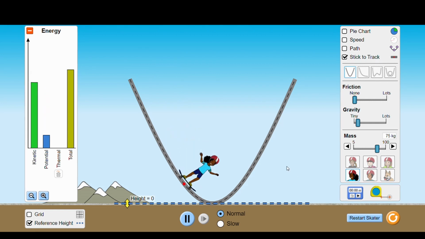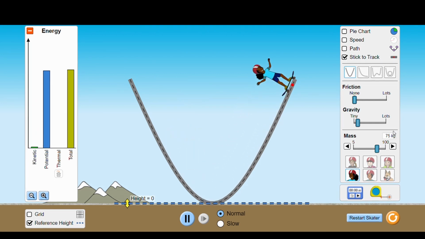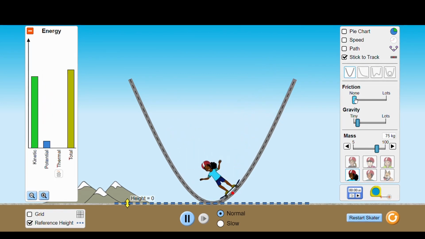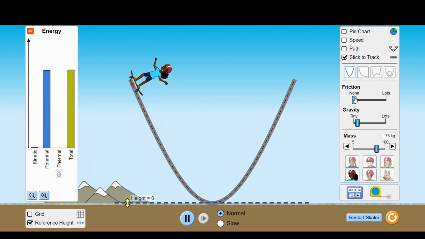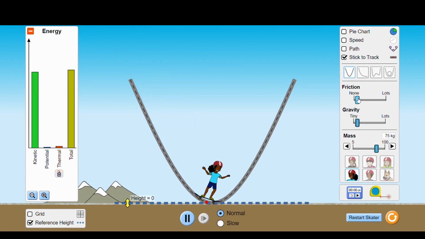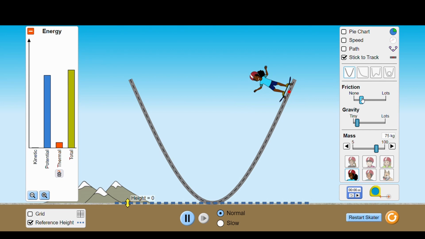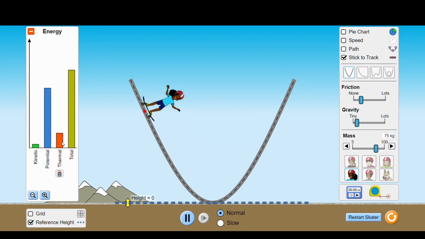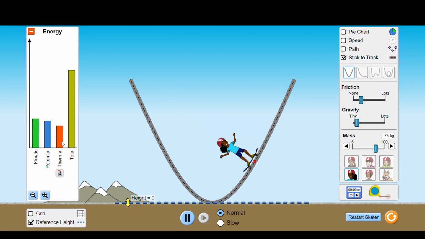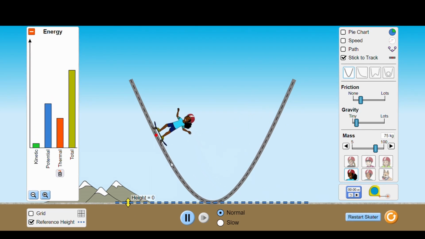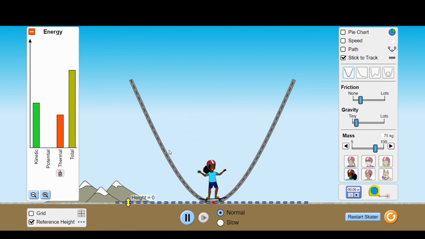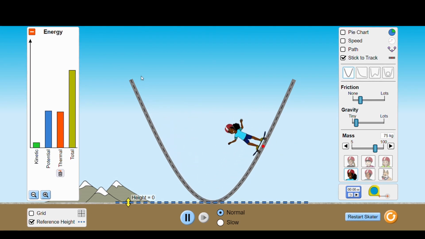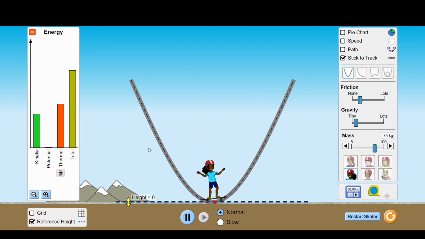Okay, let's replace her now. Now let's slowly increase the friction and see what happens. As I'm increasing the frictional force, you can see that now there is a contribution for the thermal energy, which is being lost because there's a contact between the wheels of the skateboard and the slope, and there is some loss of energy.